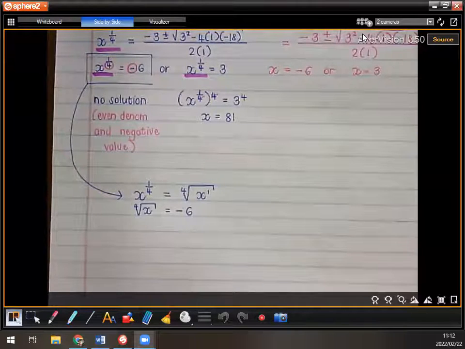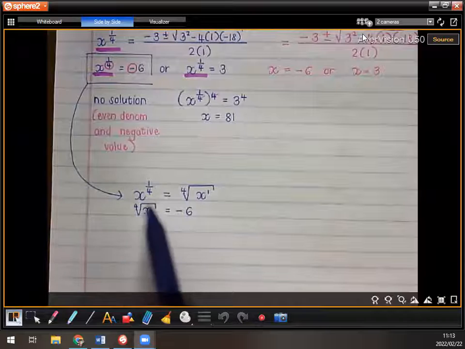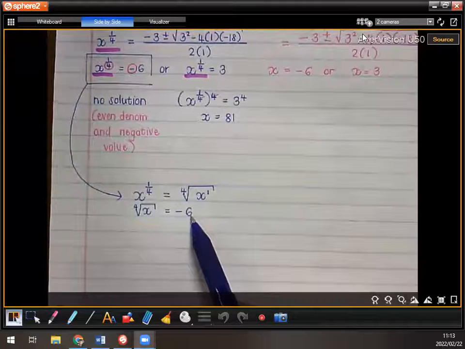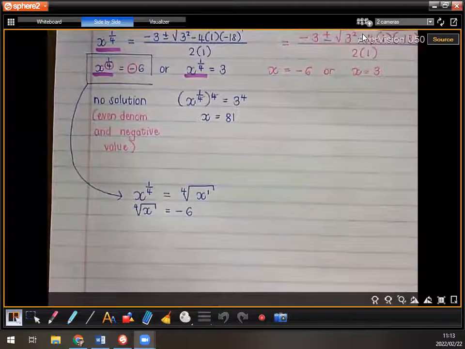Now, is that possible, guys? What number must x be for the fourth root of that number to be equal to a negative value? We think, what does it mean when we're finding the fourth root? We're looking for a number that, if I multiply it by itself 4 times, so a number times a number times a number times a number, 4 of them multiplied together. Is it then possible to get a negative answer if I multiply 4 of the same number together?